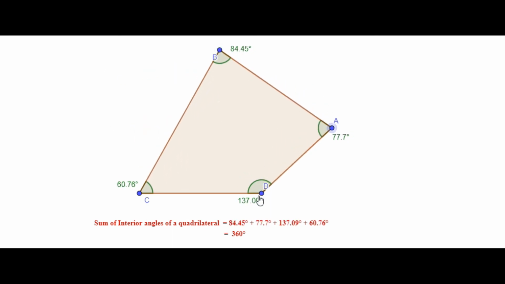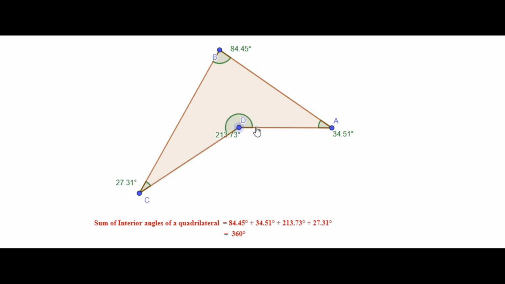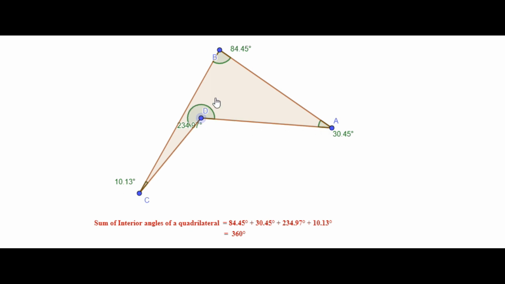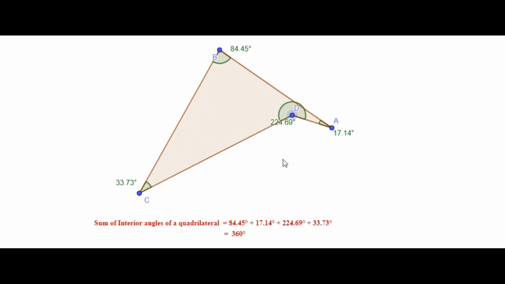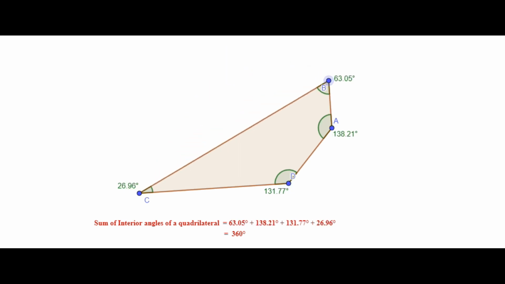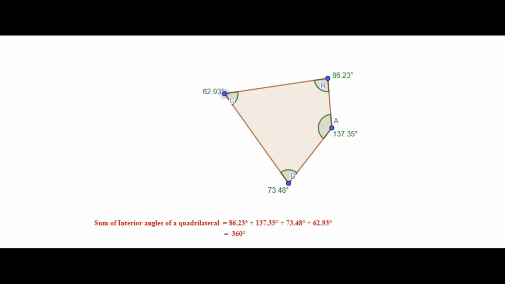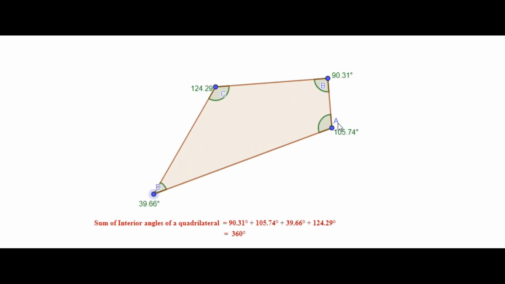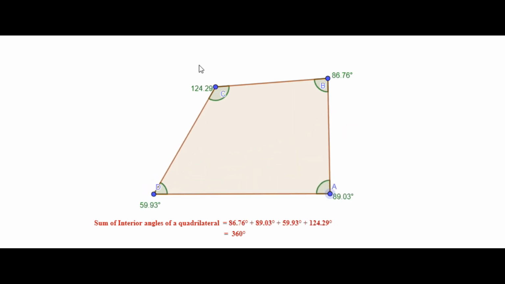Now, what if I make a quadrilateral like a chevron? So chevron, you know, in which one angle is more than 180 degrees. So this we have got as 213.73. The rest of the angles are 27.31, 84.45, 34.51, but the sum is still 360 degrees. What if it's a chevron like this? So we have got only a 10-degree angle here, a 30-degree angle here. This becomes 234, but the sum is still 360 degrees. Here also is the same case, 360. So no matter what kind of quadrilateral you want to make, it is always going to remain 360 degrees.